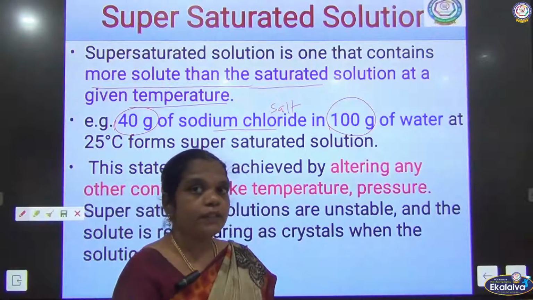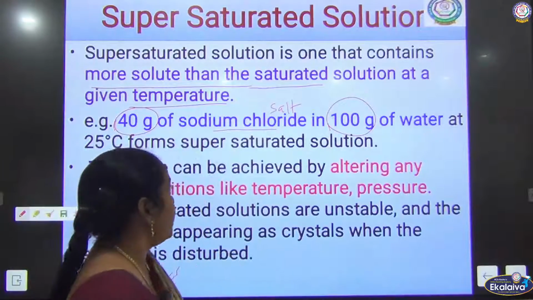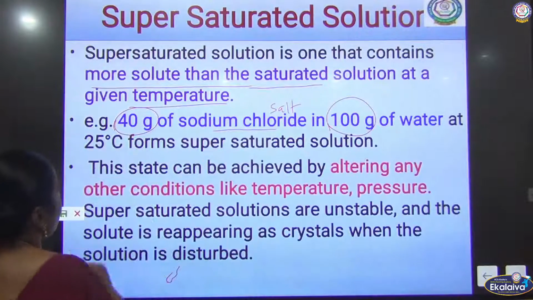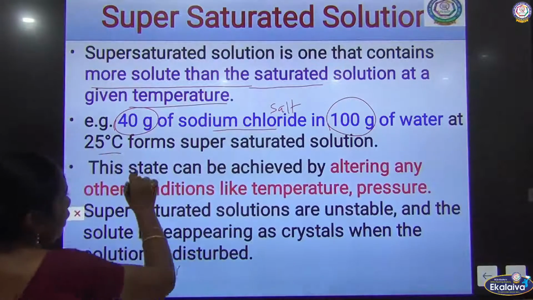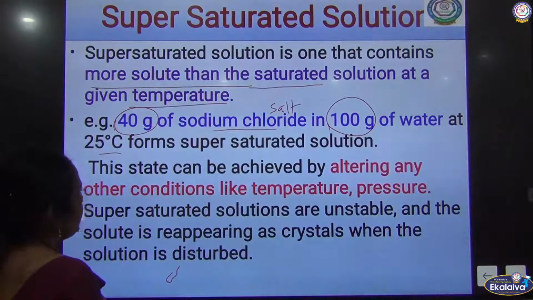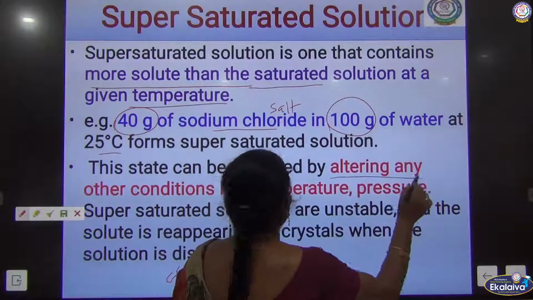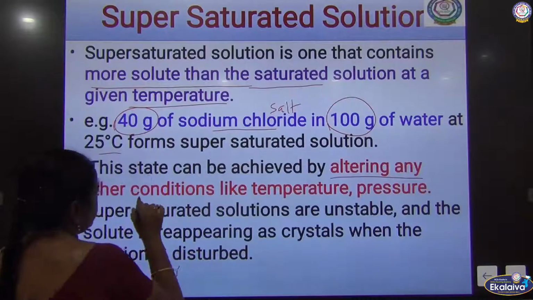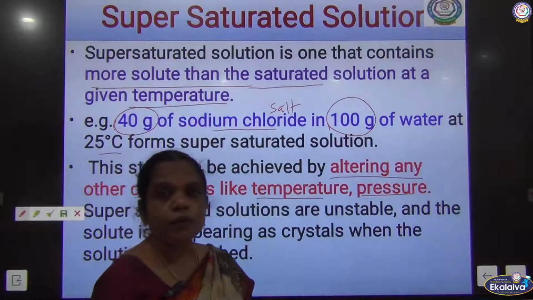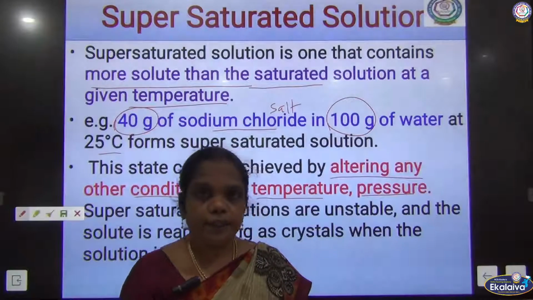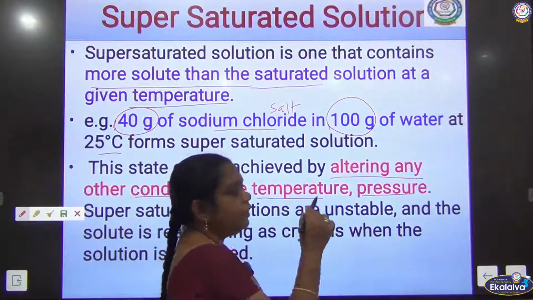But in a supersaturated solution, we are able to dissolve more than in a saturated one. Here we are going to dissolve about 40 grams of sodium chloride in water at 25 degrees Celsius to form what? A supersaturated solution. In this stage, what happened? Any other condition like temperature or pressure is altered. So we can dissolve more than 36 grams by altering, meaning what? By changing the temperature and pressure.